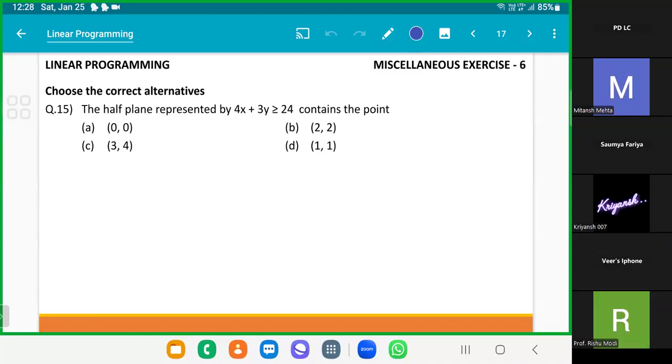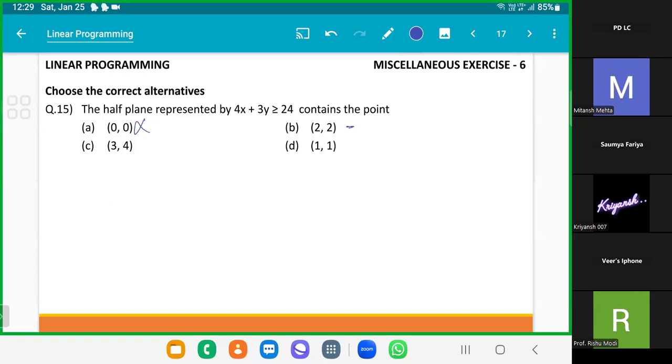0 comma 0. How will 0 comma 0 be greater than 24? Sorry, 0 comma 0 cannot be greater than 24, right? So 0 comma 0 is already discarded. 4, 3, comma, yes, 4, 3, we have to check that.